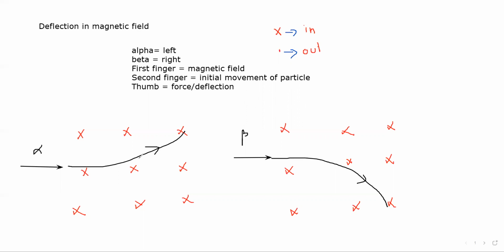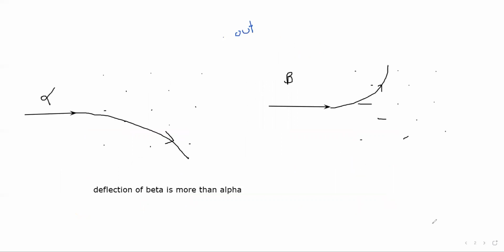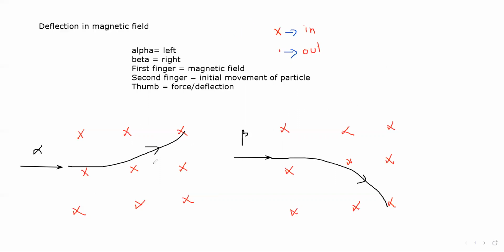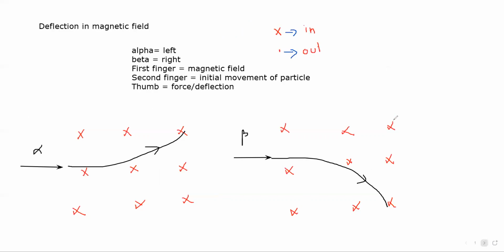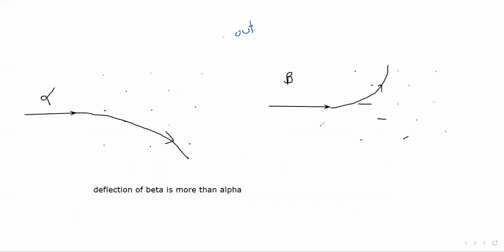So if it is a cross and alpha is moving up, beta will go down. If it is a dot, alpha is going down, so beta will go up. You can see that when we change the direction of the magnetic field, the direction of the deflection also changes. In cross, alpha was going up, but in dot, alpha is going down. In cross, beta was going down, and in dot, beta is going up.